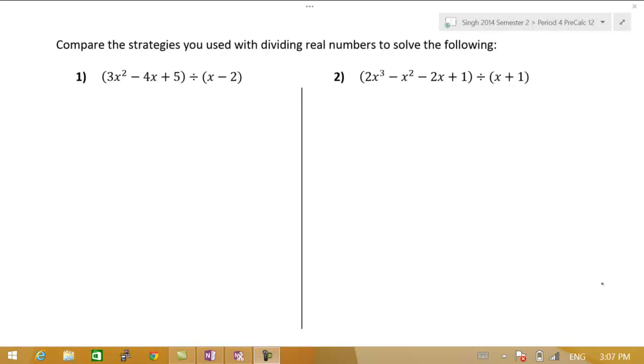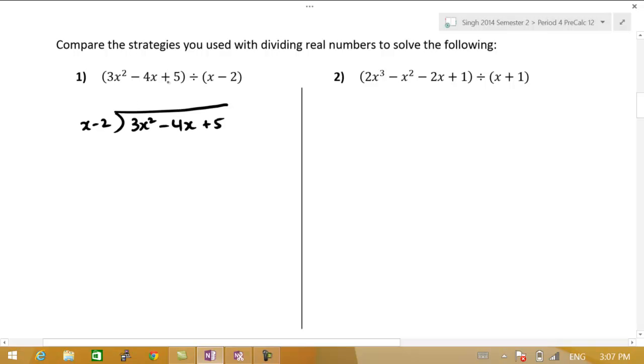So first things first, we're going to set up our polynomial in a long division form. So we are dividing 3x squared minus 4x plus 5 by x minus 2. So the first thing we need to ask ourselves is, x multiplied by some number is going to give us 3x squared. X multiplied by what is going to give us 3x squared? And the answer is x multiplied by 3x is going to give us 3x squared.